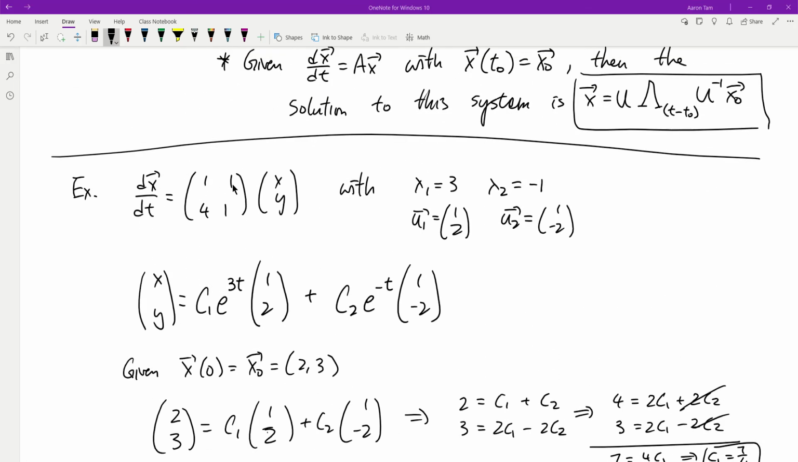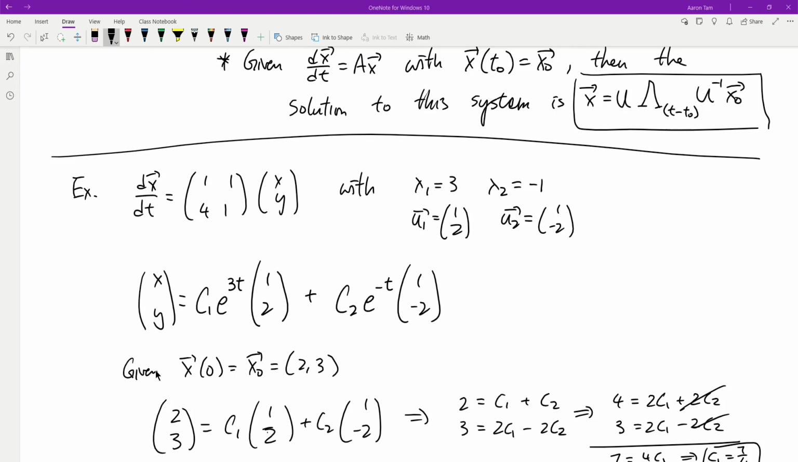dt equal to 1 1 4 1 times x y. We already know the eigenvalues of 3 and -1 with the corresponding eigenvectors of 1, 2, and 1, -2. And based on that, we know the general solution comes out to be c1 e to 3t times 1, 2 plus c2 e to -t times 1, -2.